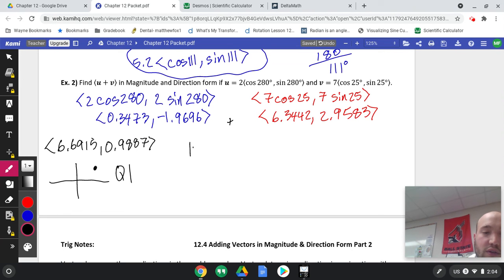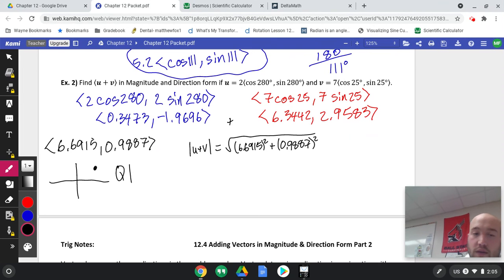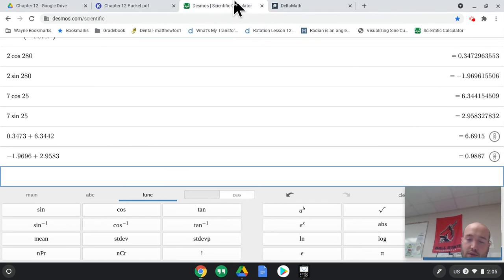Okay. So u plus v, to find the magnitude, we take the square root of these two squared. And then over here, we'll do the inverse tan of y divided by x. And once I find both of these, I will have my final answer, or I guess the 2 parts to make my final answer.